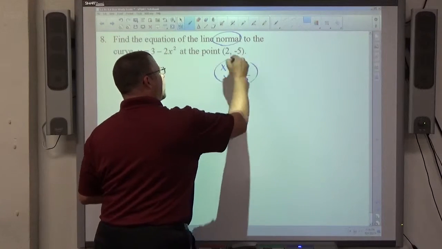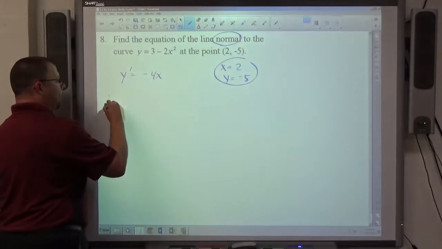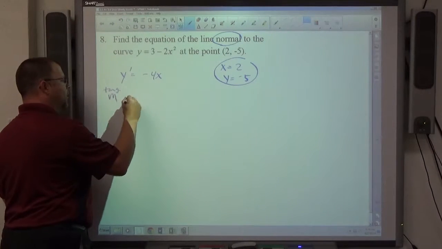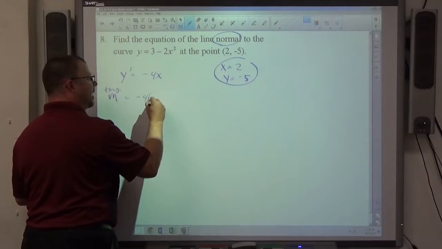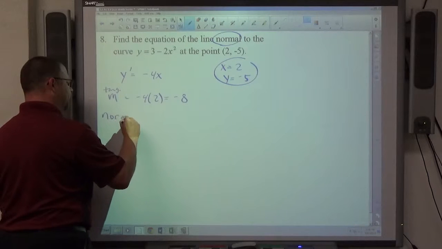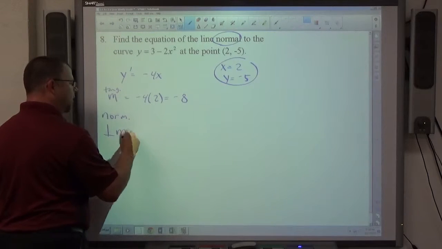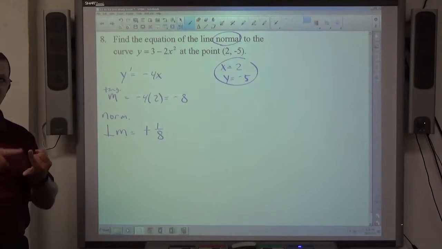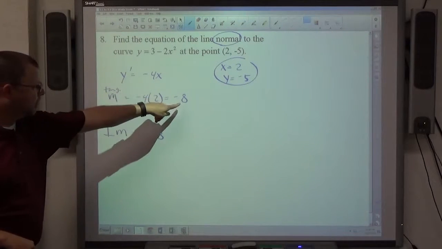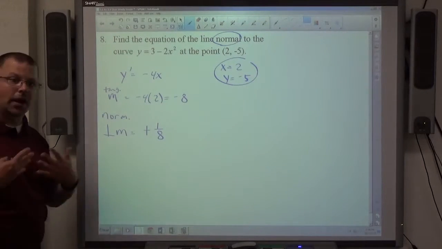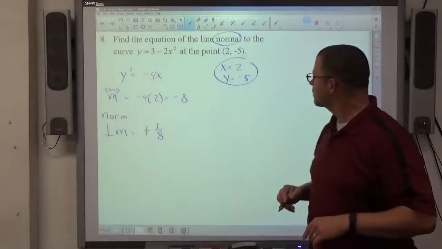And that's what the ordered pair means. So the slope of the tangent line is going to be negative 4 times 2, which is negative 8. Which means the normal line, which is perpendicular slope, is going to be positive 1/8. Perpendicular: change the sign, flip the fraction. 8 over 1 flips to 1/8, negative changes to positive. Both things have to occur to create the perpendicular slope.